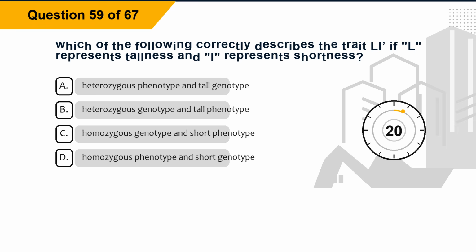Which of the following correctly describes the trait Ll, if L represents tallness and l represents shortness? Option A, heterozygous phenotype and tall genotype. Option B, heterozygous genotype and tall phenotype. Option C, homozygous genotype and short phenotype. Option D, homozygous phenotype and short genotype.